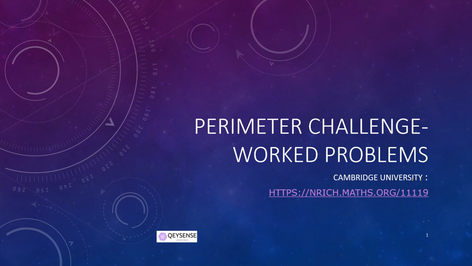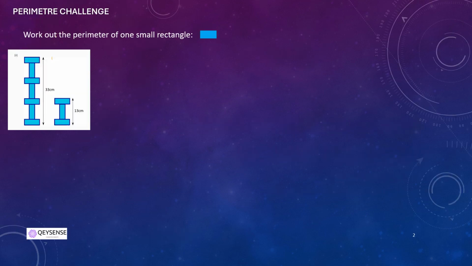Today we're looking at the perimeter challenge from the Cambridge Uni Enrich site. I've got the site there, and I'll work through the perimeter challenges, some of the ways to work them, and some of the key assumptions that may not be apparent, particularly from the problems that are presented on the website. So let's start with the first problem.